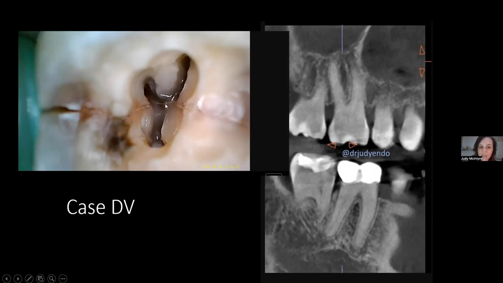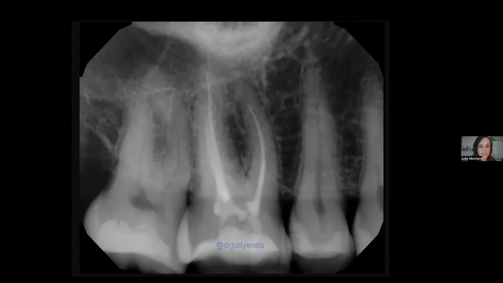Again, I attached the file with the apex locator and it did beep. He still wanted to proceed and save it. So we did the root canal. And again, you see still good horizontal bone.